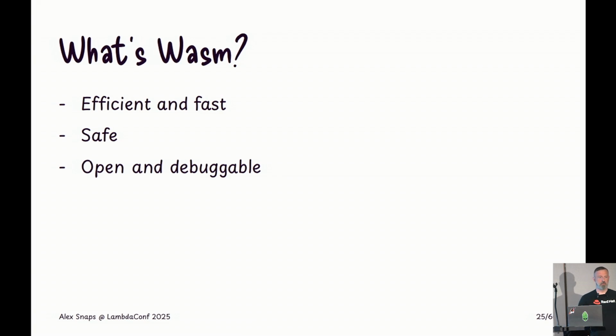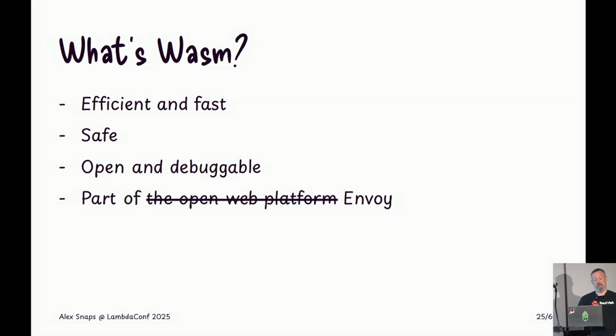They say it's open and debuggable. They're not wrong, but they're referring to the text representation of the opcodes. And it's true, if you like reading assembly code, yeah, you can figure things out. Debugging stuff in Envoy when, let's say, stuff hits the fan, well, that's a different story. And it's part of the open web platform, but we don't care about that. It's part of Envoy, so we can use it.